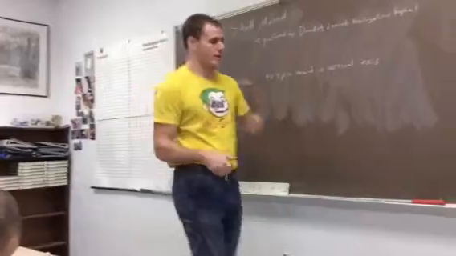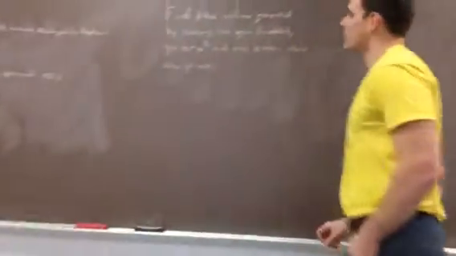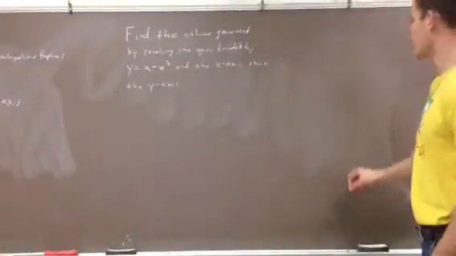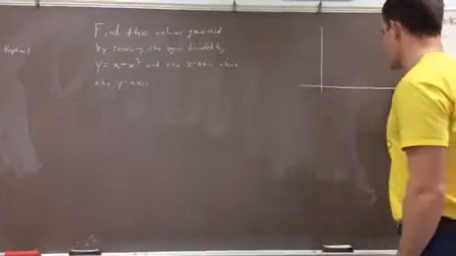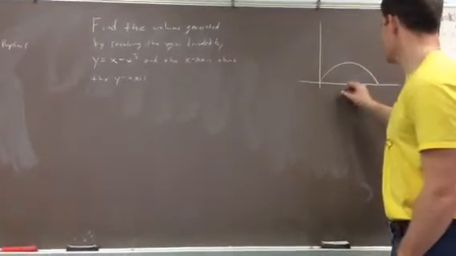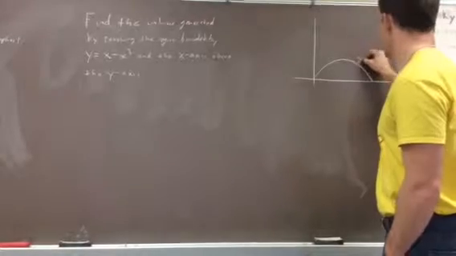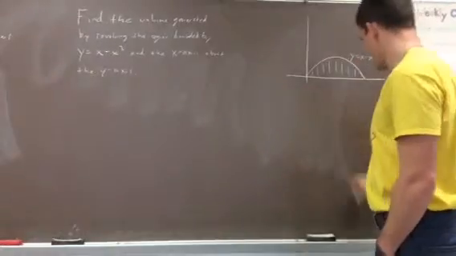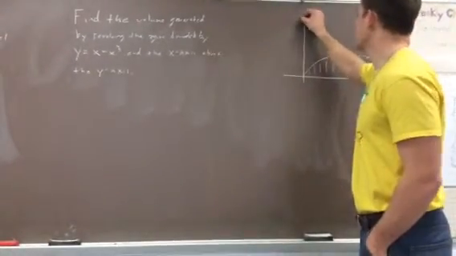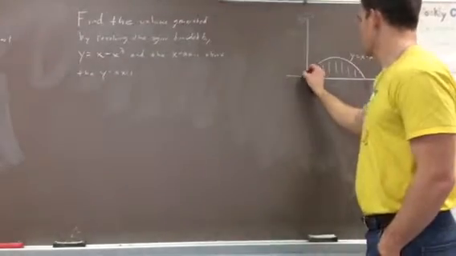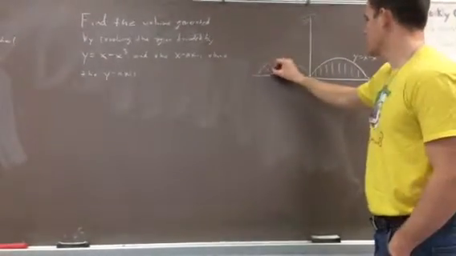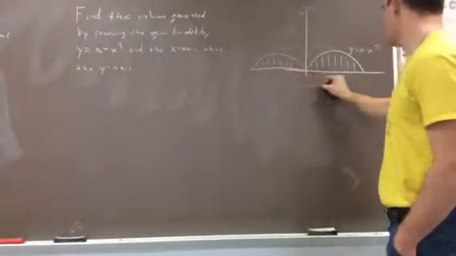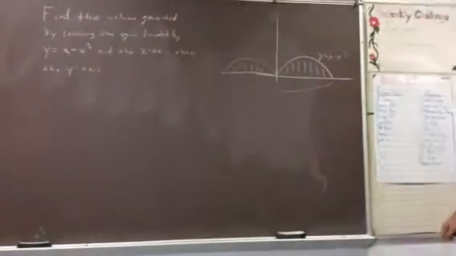Example is going to be this one right here. Find the volume generated by revolving the region bounded by y equals x minus x cubed and the x-axis about the y-axis. So x minus x cubed looks like this. We're going to spin this around the y-axis, so it's going to be looking like this. That's kind of what it would look like here.